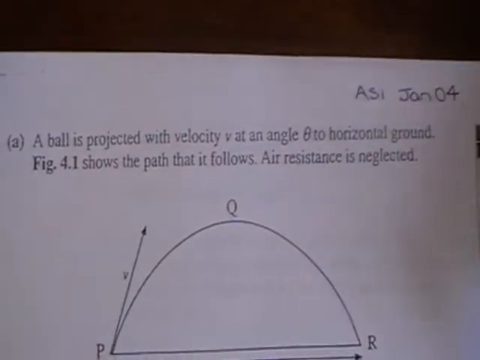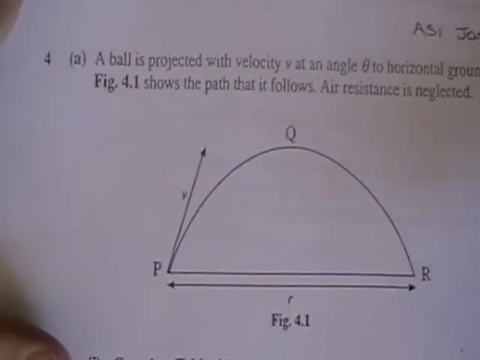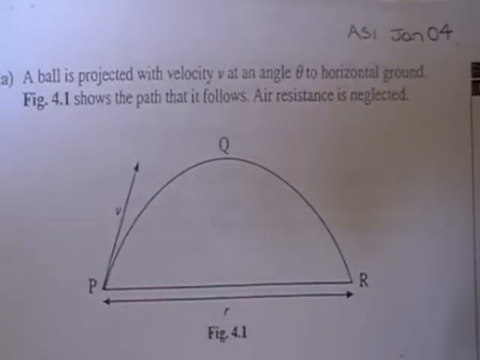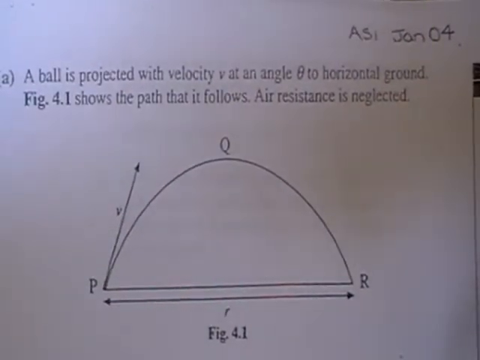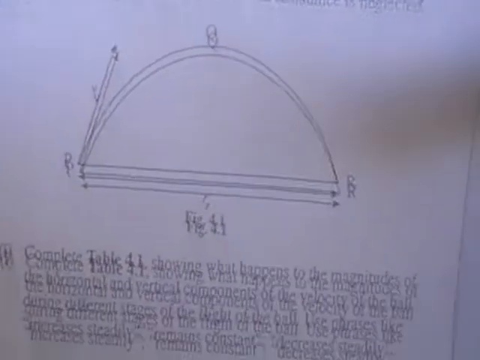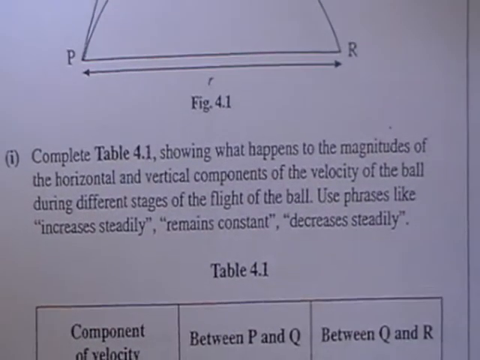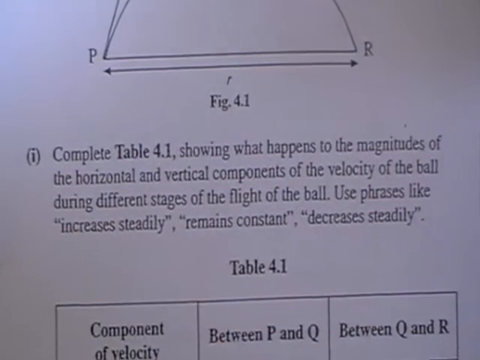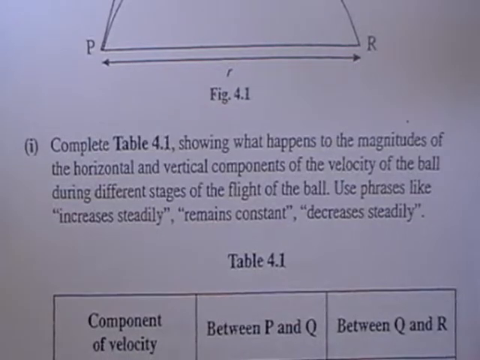This is AS1 January 04, question 4a, and it's a question about projectiles. A ball is projected with velocity v at an angle theta to horizontal ground. Figure 4.1 shows the path it follows. Air resistance is neglected. Complete figure 4.1 showing what happens to the magnitudes of the horizontal and vertical components of the velocity of the ball during different stages of the flight of the ball.